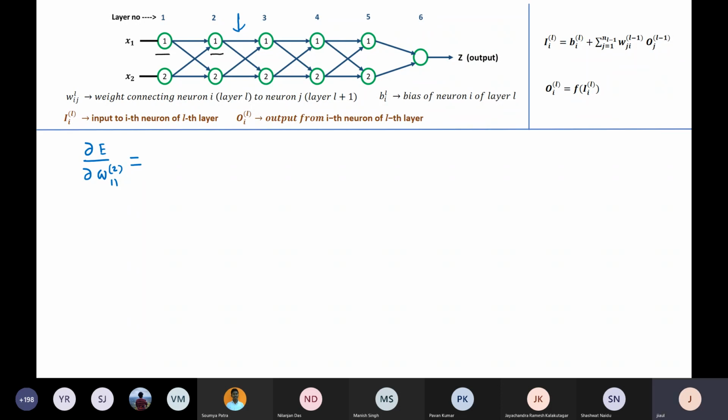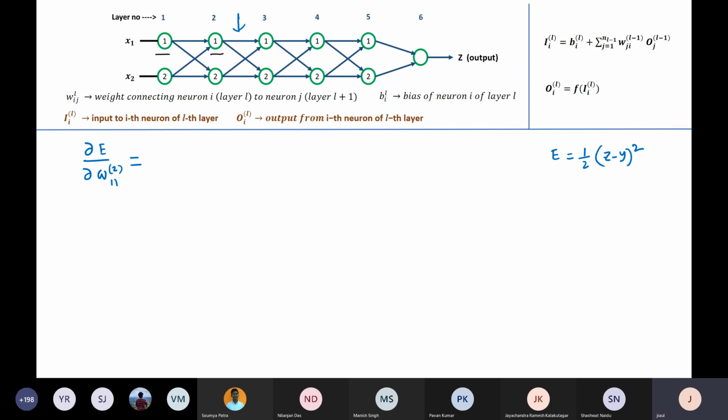I do not know yet my E, so I will define E now. E is the error function. Let's focus on the same E that we are taking. My E is equal to the squared error, Z minus Y whole squared. Y is the gold standard coming from the training data. Don't confuse this y and z. Z is the predicted label given by my network.